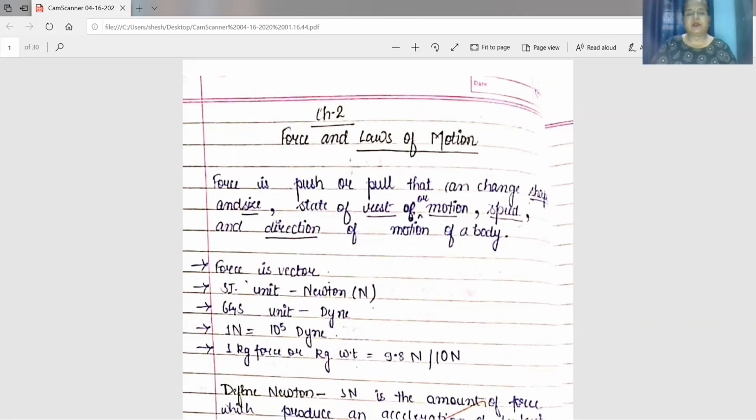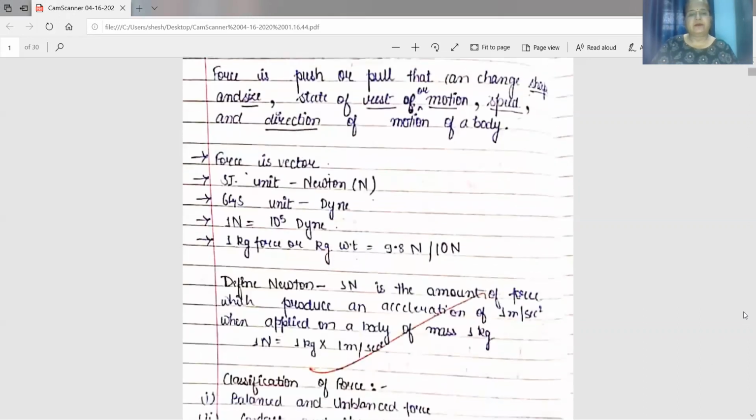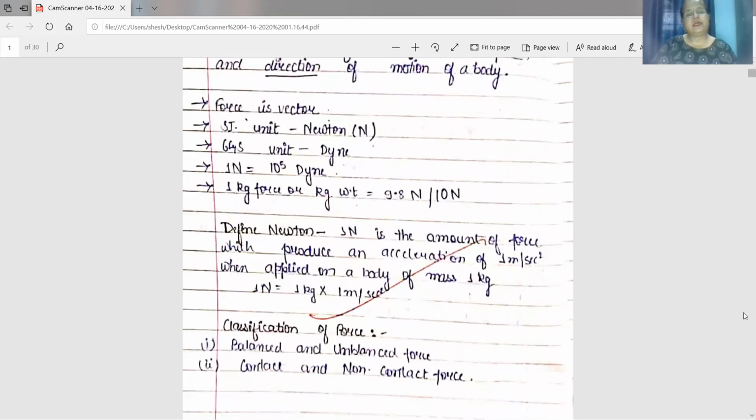Force is a vector quantity. It needs both magnitude as well as direction for complete specification. Its SI unit is Newton and CGS unit is dyne. Now the relation between 1 Newton and dyne: 1 Newton is equal to 10 to the power 5 dyne.